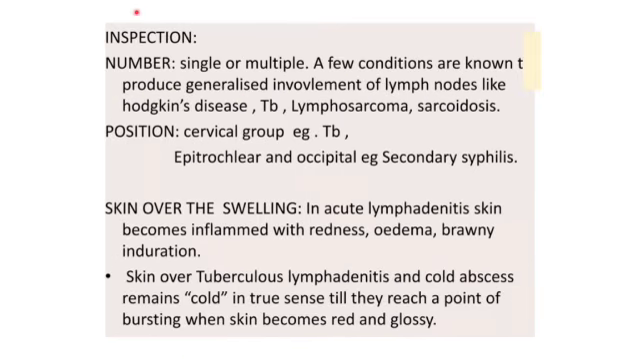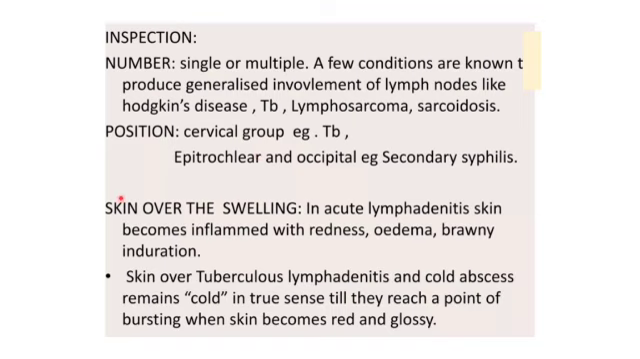Next, coming to the inspection. I've already told in short what has to be seen in inspection, so let us see a little in elaborate. About the number, we need to be clear whether it is single or multiple, because a few conditions are known to produce generalized involvement of lymph nodes, like Hodgkin's disease, tuberculosis, lymphosarcoma, and sarcoidosis. Next, to know about the position, the cervical group is commonly involved in TB, and epitrochlear and suboccipital are involved in secondary syphilis. So this position might hint you at the specific disease.